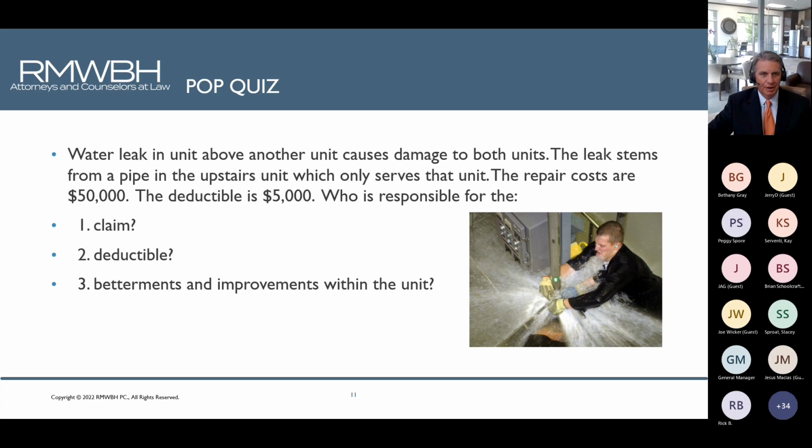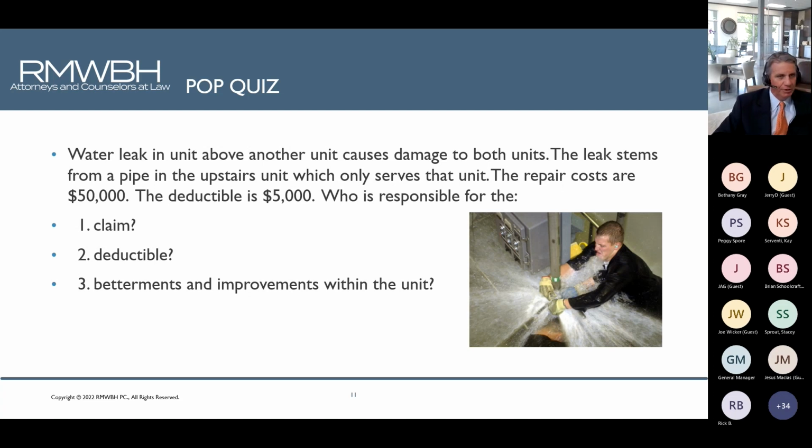All right, so what did we learn? Who's responsible for actually the claim itself? The association. Remember, the association is going to control the claim. They're going to be responsible for the claim. When money's paid, it goes to the trustee or to the association acting as a trustee for those funds. Now, who's responsible for the deductible? Well, here we have a deductible of $5,000 and repair costs of $50,000. So the repair costs exceed the deductible.